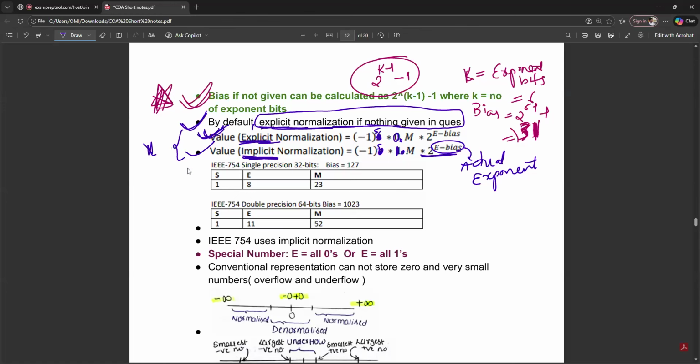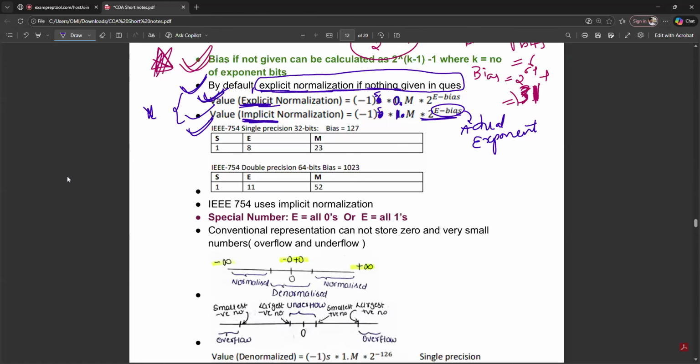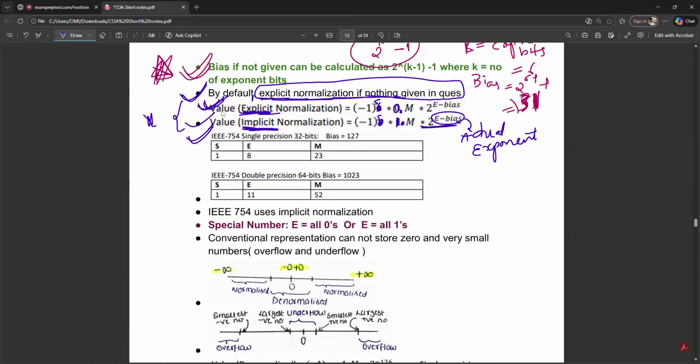Now next point is IEEE 754. Two types of questions are given: either with IEEE 754, where they give the standard, or without it. If without it, they must say whether to use explicit or implicit normalization. If nothing is mentioned, then explicit.